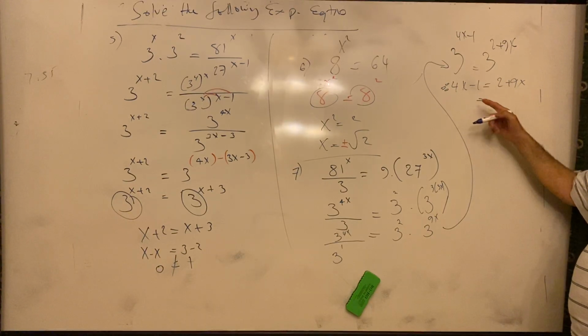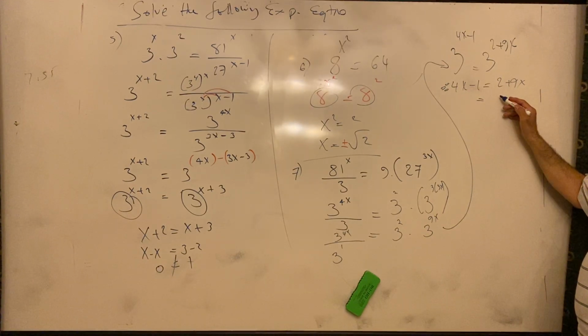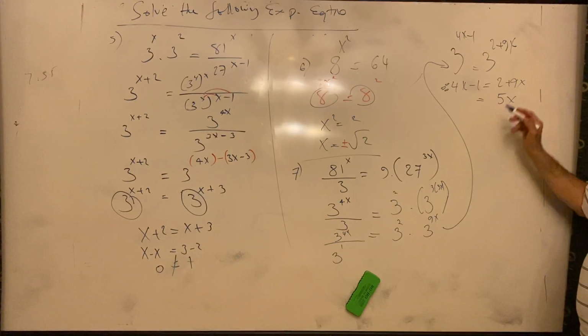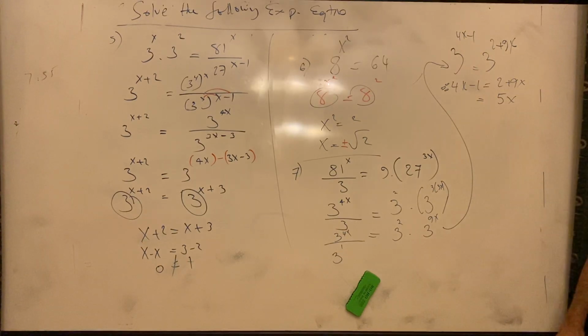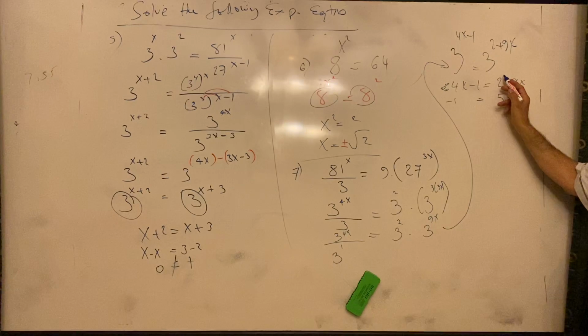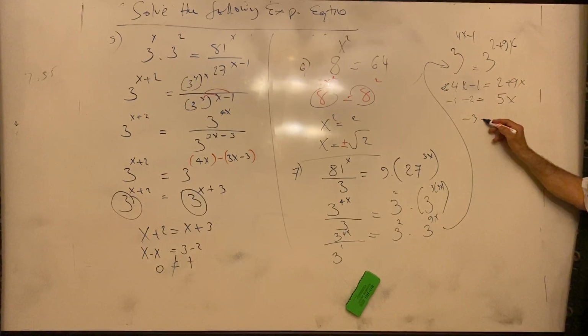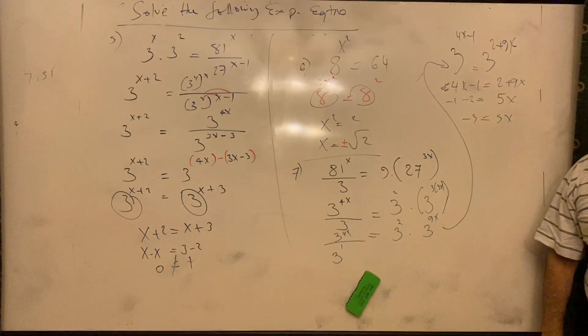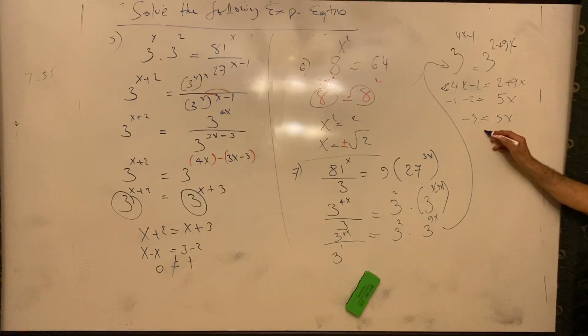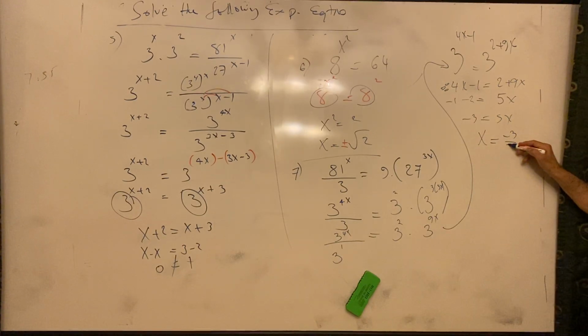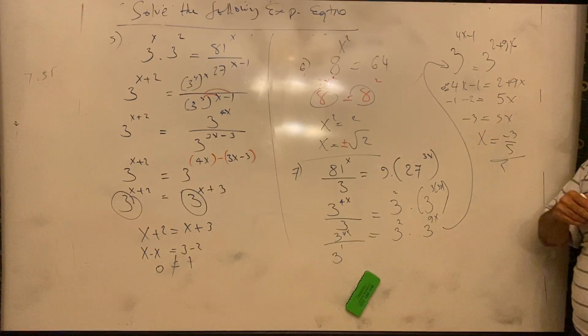Put the x's together. I'll take this one over there. 9x minus 4x is 5x. How to get the 5x? Take this one over there: negative 2, negative 3 equals 5x. Divide both sides by what? By 5. So x equals negative 3 over 5 or negative 0.6.